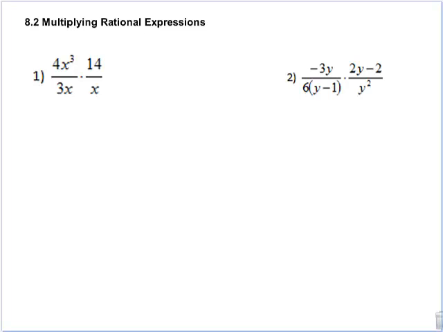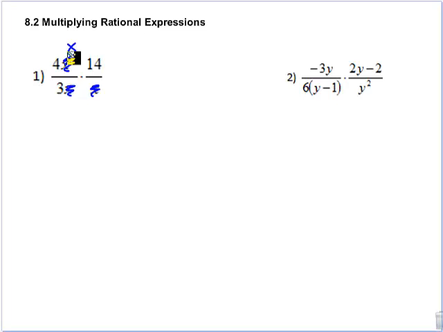So if we have 4x cubed over 3x times 14 over x, what do you see that we could simplify here? What's in common between the numerators and the denominators? X, okay, so in the numerator we have x cubed, and in the denominators, how many x's do we have? 2 of them. So if I cancel these 2 x's with 2 of them here, how many do I have left? I've got 1 x left there. How about 4, 14, and 3? Is 3 a factor of 4 or 14? No. So that's everything we can simplify.